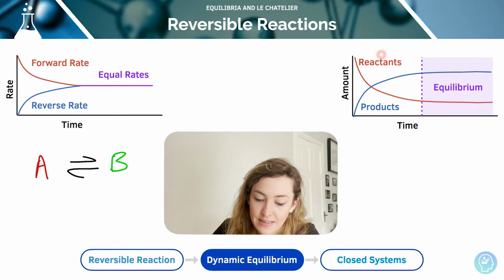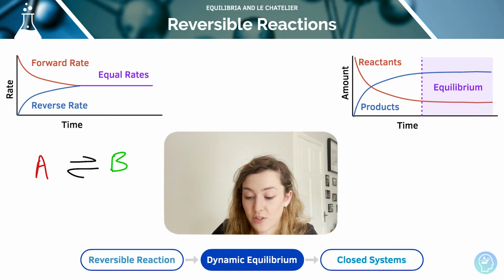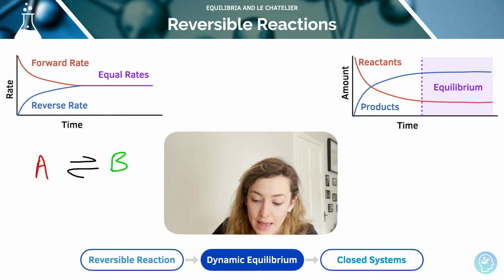And then over here, this is a different thing. This is amount over time. So this fits with, again, I've got A and B, and at the start, I'm not going to have any B. There's no products in my pot at the start, is there? I haven't made any yet. And I've got all of A.